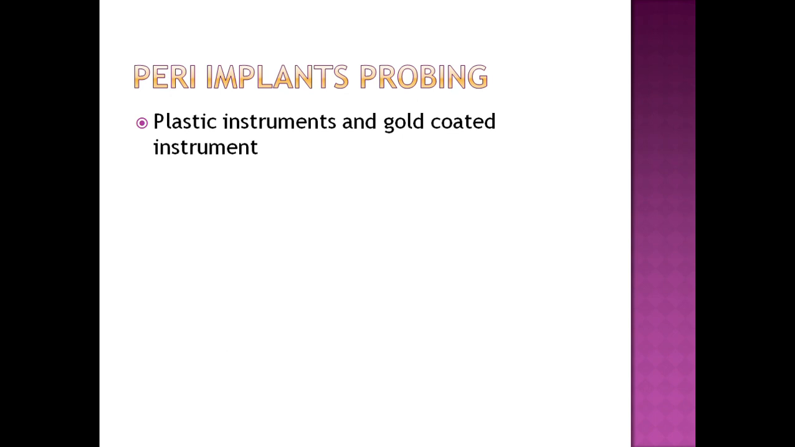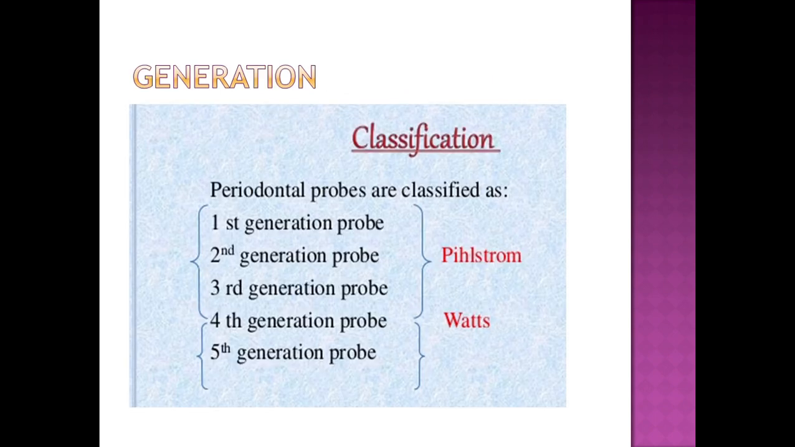Peri-implant probing is done with a plastic instrument and gold coated instrument. Coming on to the generation of probe. First we have mentioned the definition of probe, then how probing is done in implant, and then generations of probe. First, second and third generation of probe was proposed by Philstrom and fourth and fifth generation was given by Watt.